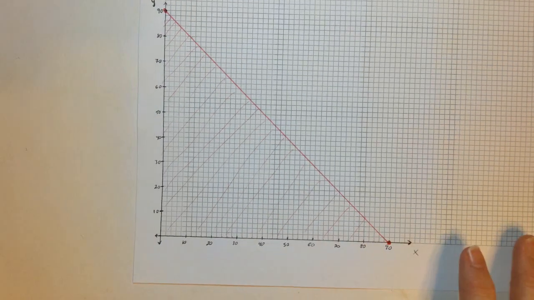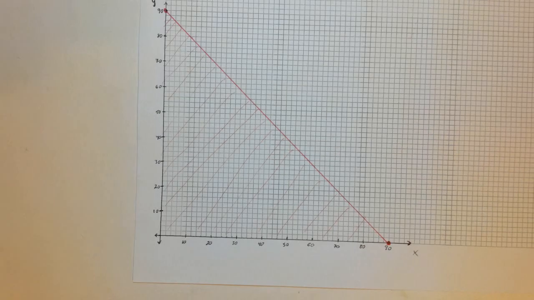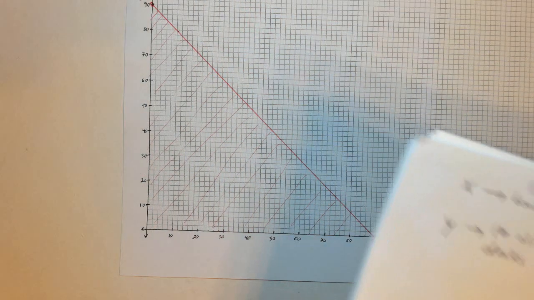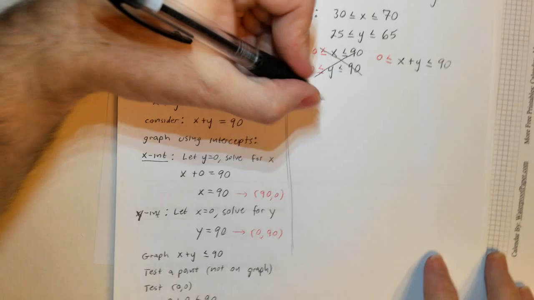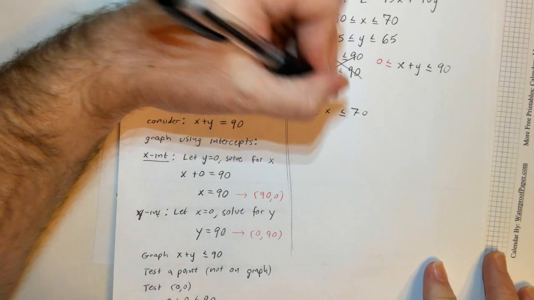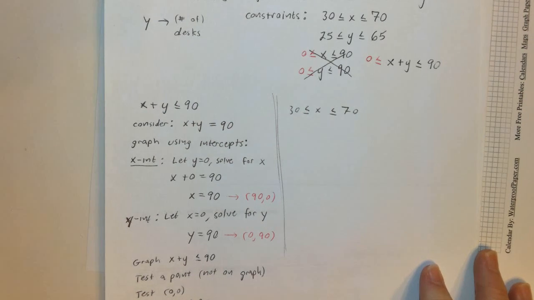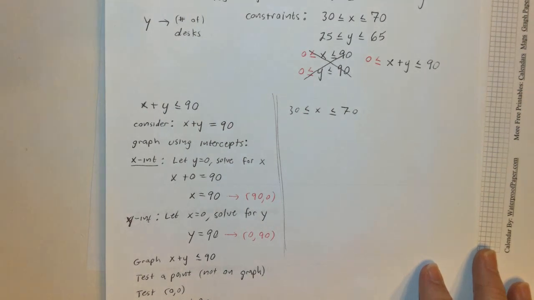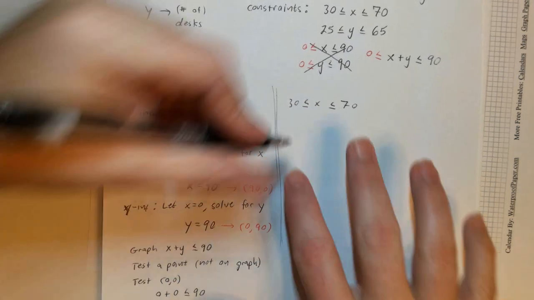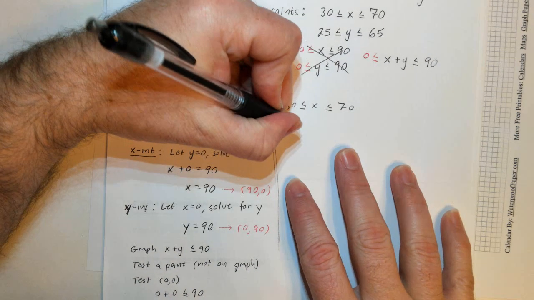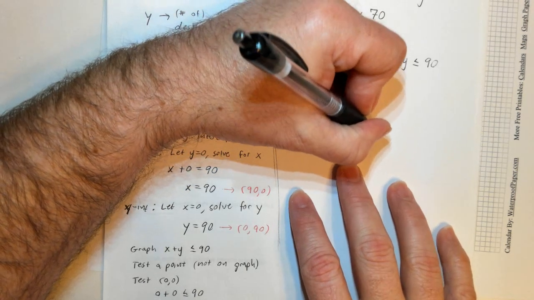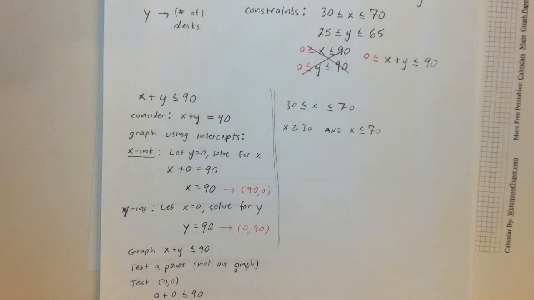Okay. All right, so let's do the other parts. Let's look at 30 is less than or equal to x is less than or equal to 70. All right, so these are vertical lines. You don't have to write this down, but this is saying that x is greater than or equal to 30 and x is less than or equal to 70.